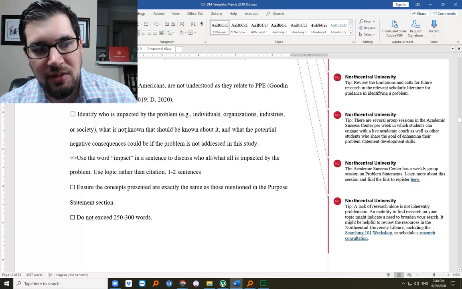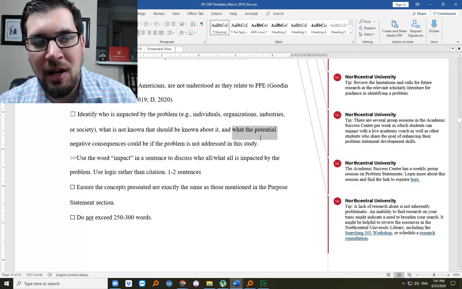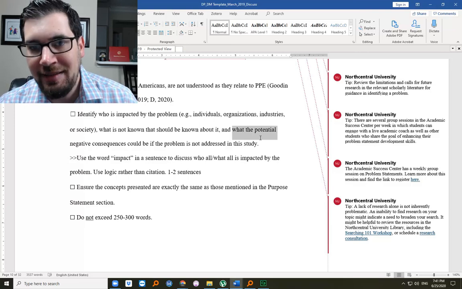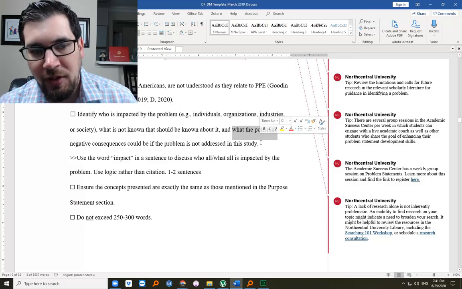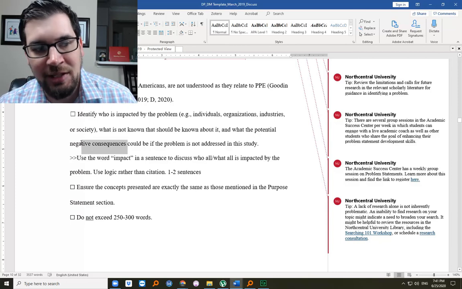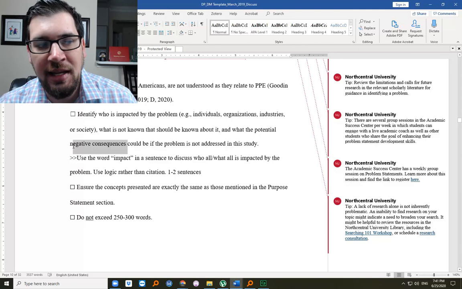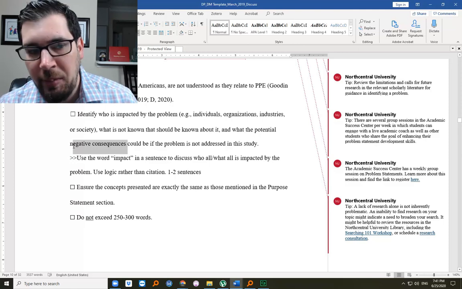And then you want 1 to 2 sentences on that, and then 1 to 2 sentences on what the potential negative consequences could be if the problem is not addressed in this study. So if you don't do this study, is the world going to fall apart? What will happen? Will people remain in ignorance? Will people not be getting the help that they could be getting? Will the moon turn to blood?